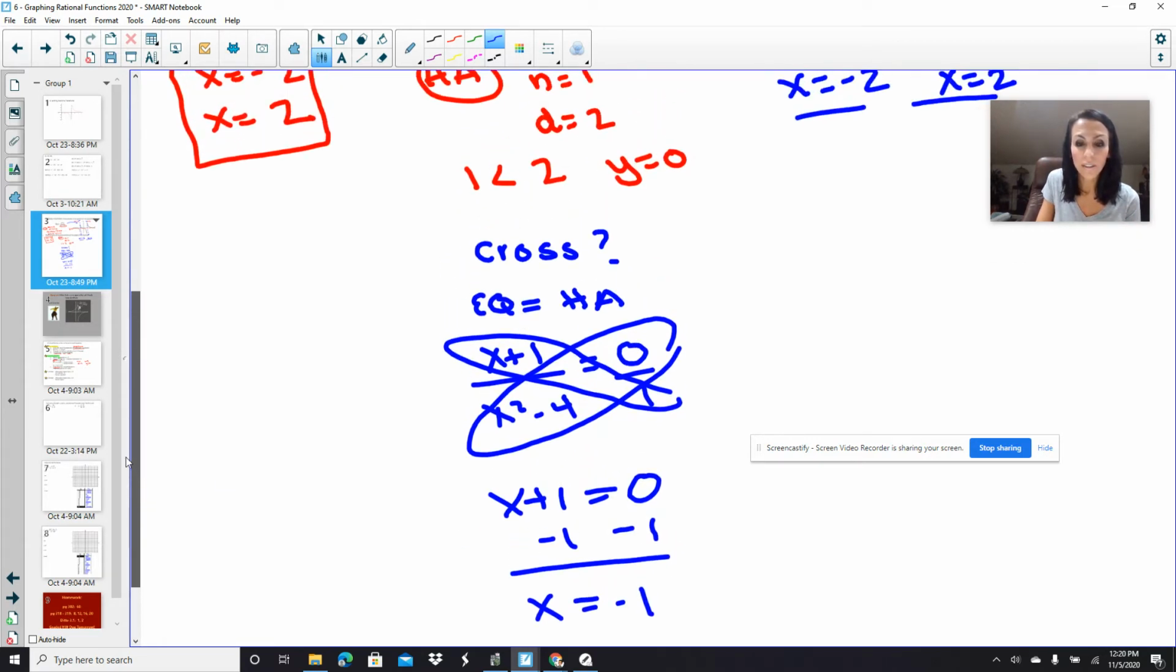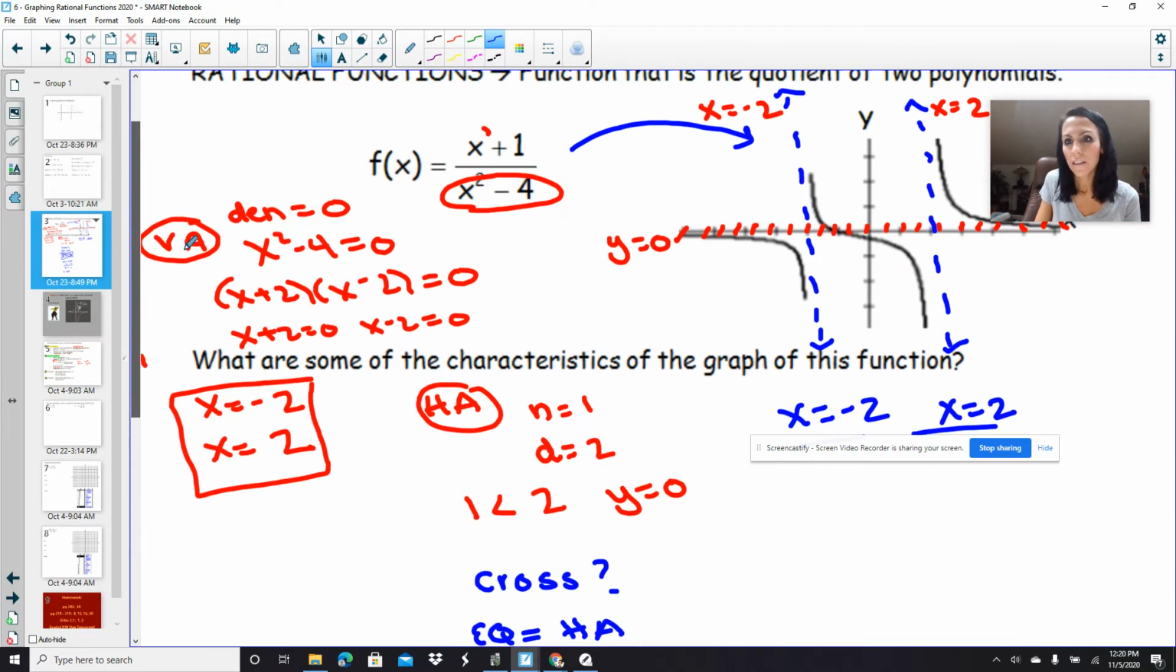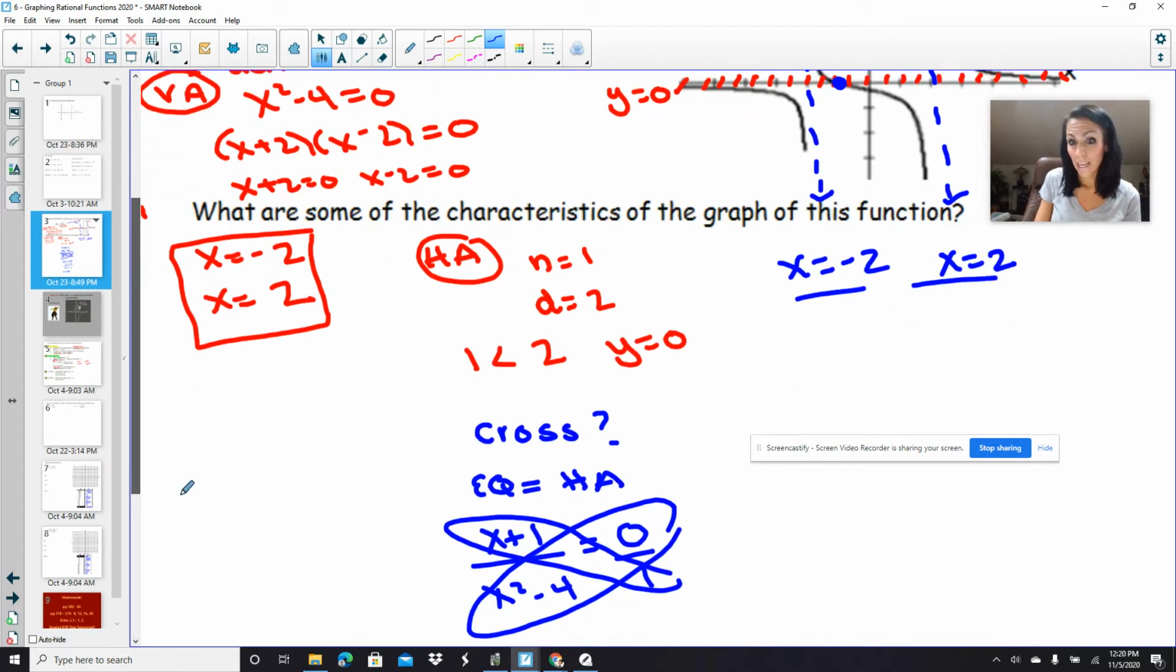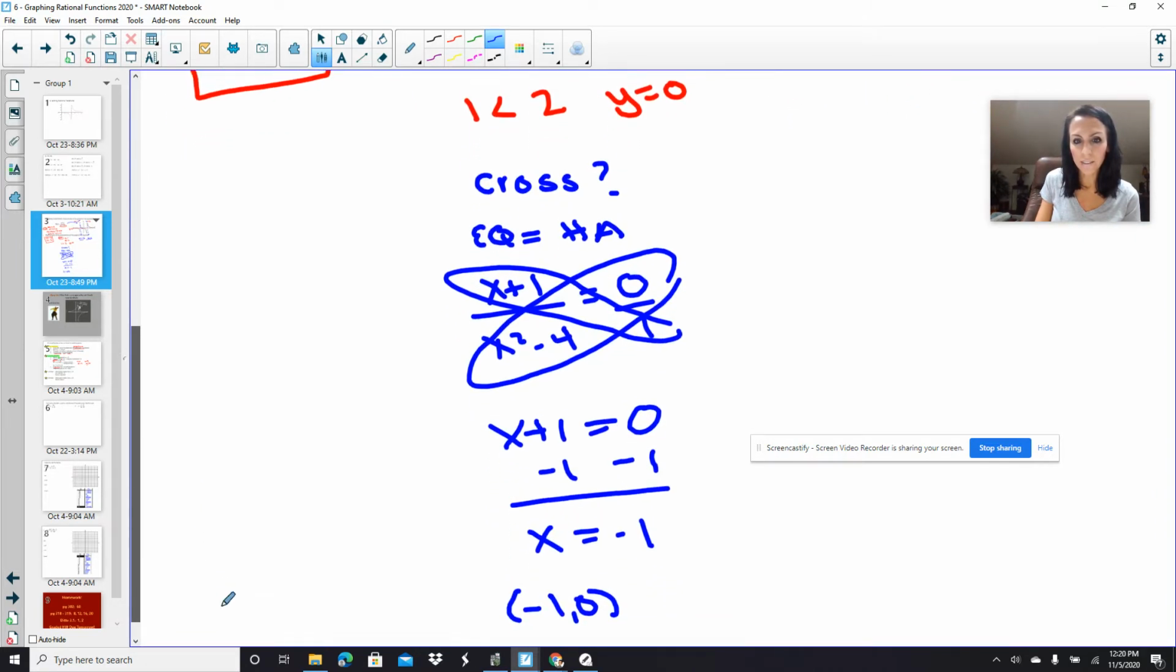All right, so the horizontal asymptote does cross the function at -1, 0. Let's see that. -1, 0. Looky, there it is. That's where it crosses. Yes, we could have looked at that graphically and determined it, but algebraically, for one, we can't be wrong. All right, so that's how you determine if it crosses.